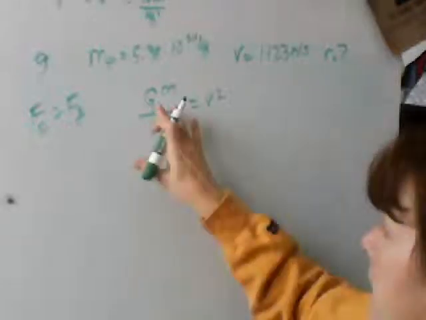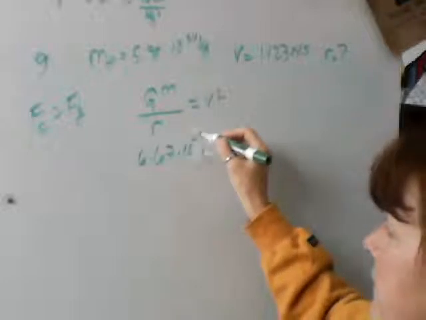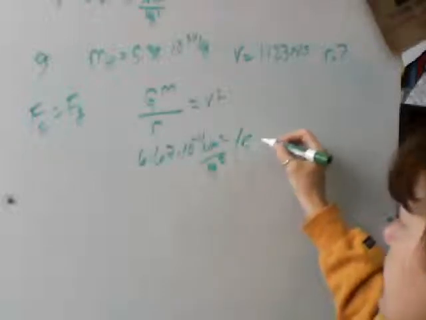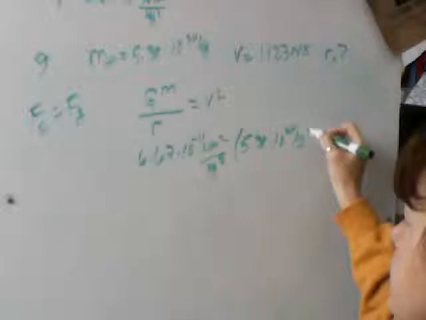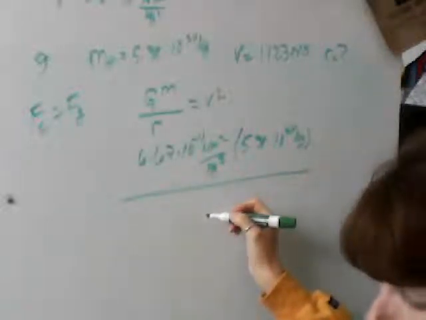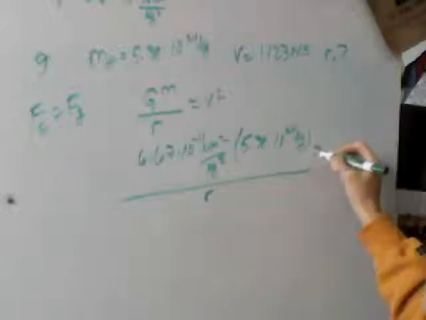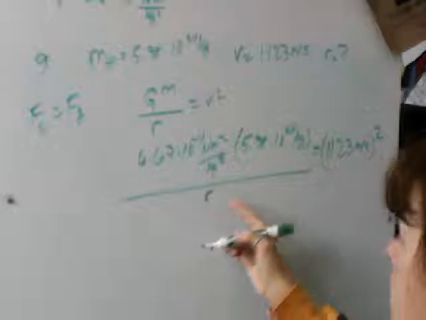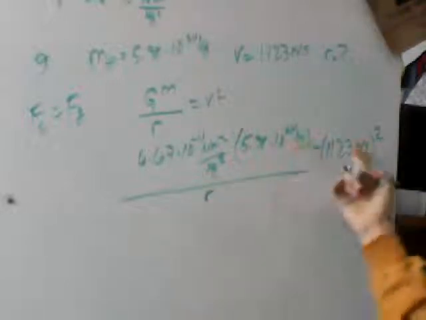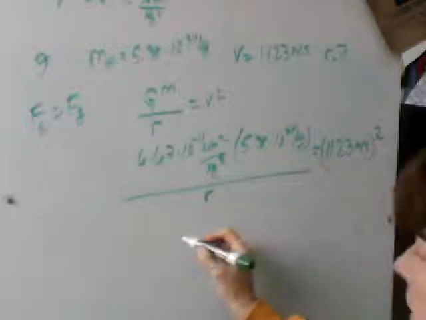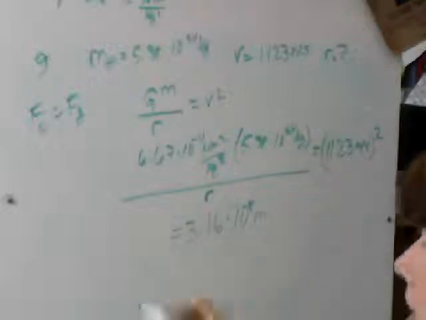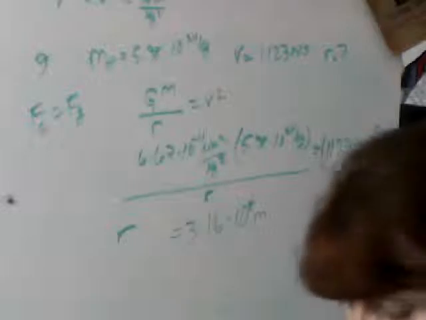Okay, so I know that G is 6.67 times 10 to the negative 11th Newton meter squared per kilogram squared, times the mass, 5.98 times 10 to the 24th kilograms, and all of that divided by the radius, which we don't know, equal to the square of the velocity. Remember to square it. And we find that if we swap these two and do the math, it comes out to 3.16 times 10 to the 8th meters, and that is the orbital distance.